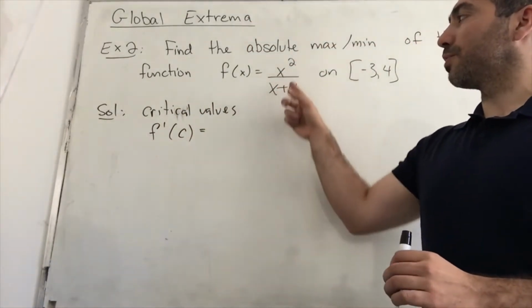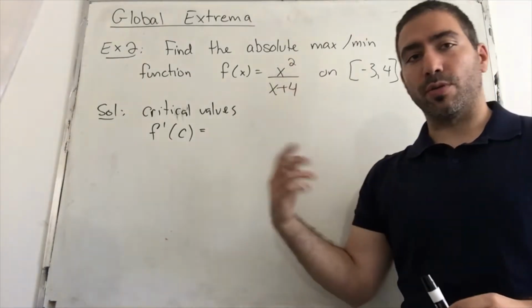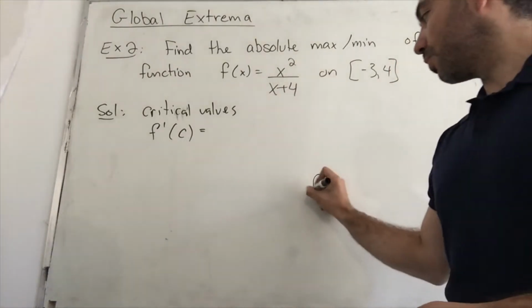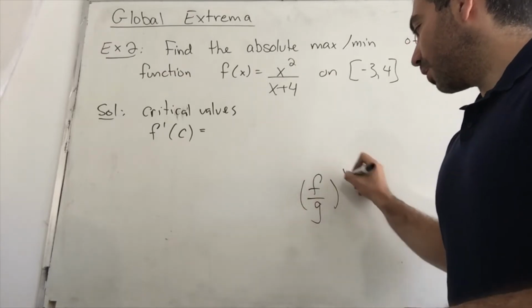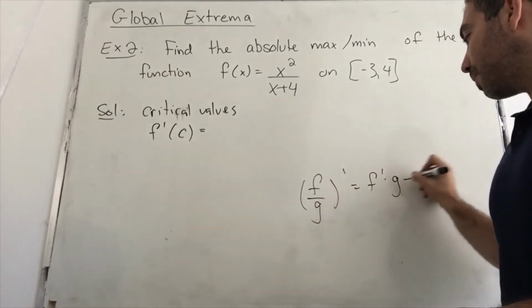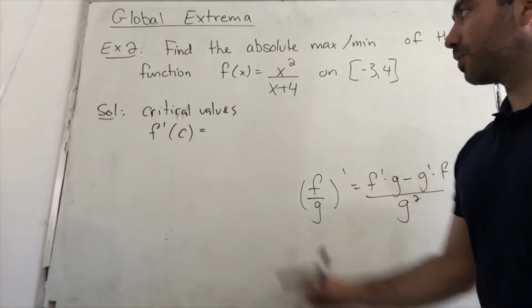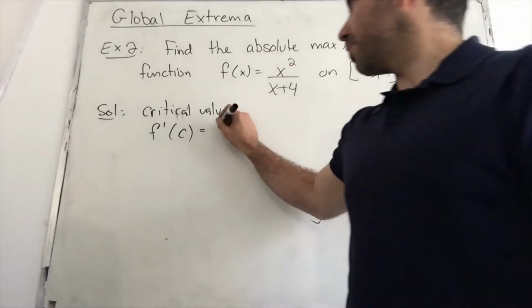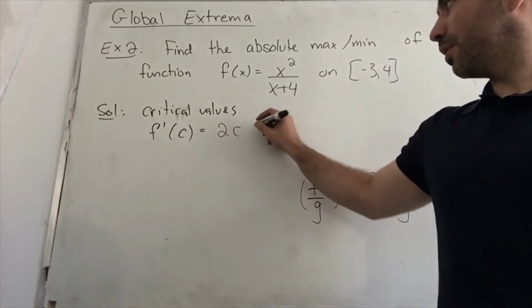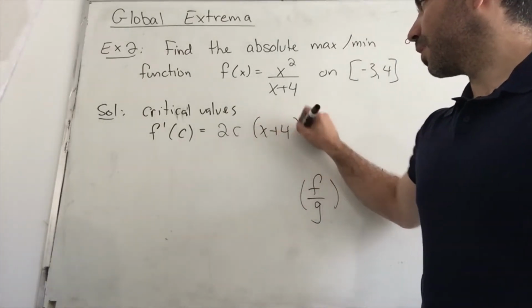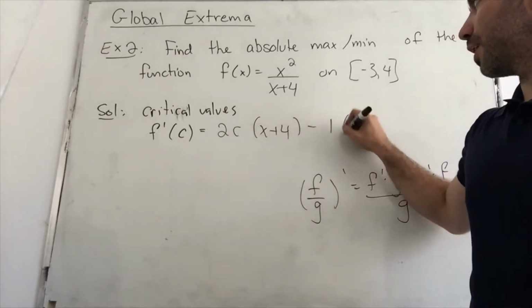And here what we're doing is we have a fraction, so we're using quotient rule. So recall quotient rule, f over g: derivative of the top times the bottom minus the derivative of the bottom times the top, over bottom squared. So the derivative of the top is 2x, but I'm just going to use letter c, times the bottom minus the derivative of the bottom, which is 1 times the top.